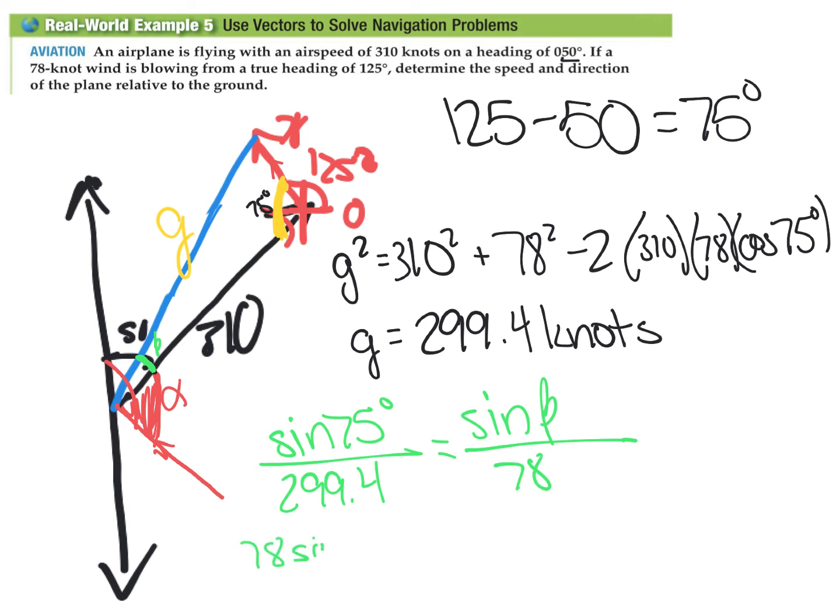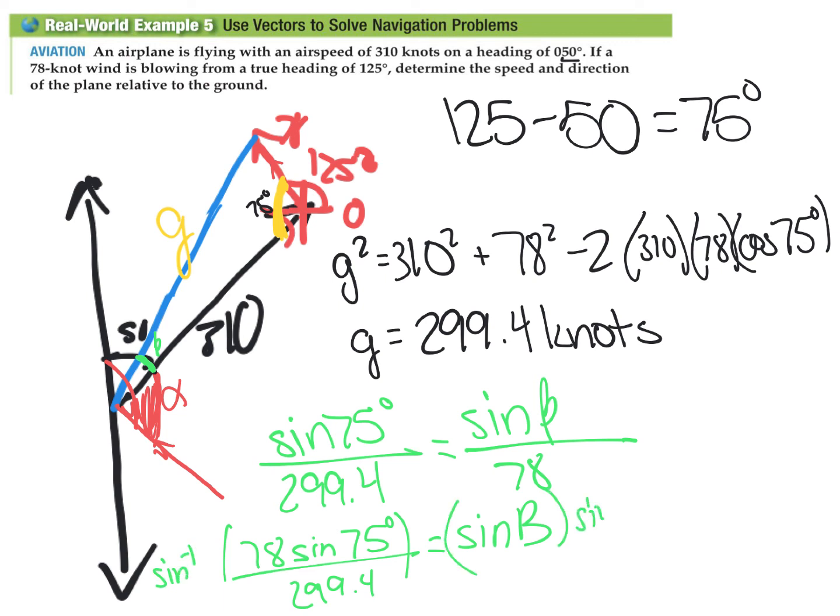78 sine 75 degrees over 299.4 equals sine B. Then you have to take the inverse sine to make all that go away. So sine to the -1, sine to the -1. B is approximately 14.6 degrees. And that is just the piece in the triangle.